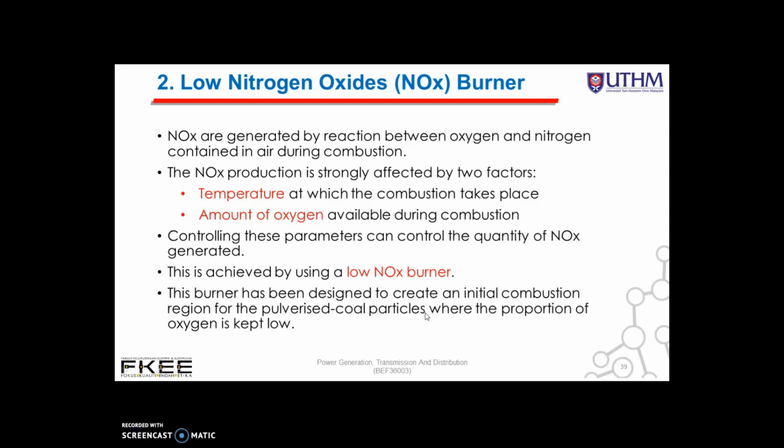So next is the low nitrogen oxides burner. Nitrogen oxides are generated by the reaction between oxygen and nitrogen contained in the air during the combustion process. This nitrogen oxide production is strongly affected by two factors. The first factor is the temperature at which the combustion takes place. The second factor is the amount of oxygen available during the combustion process. So if we can control these two parameters, we can control the production of nitrogen oxides.